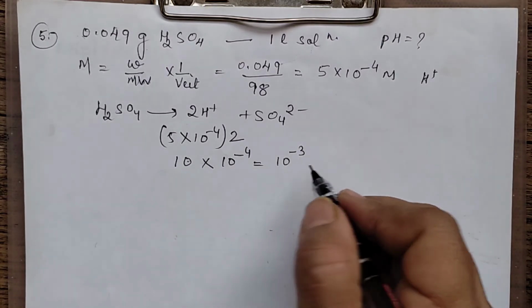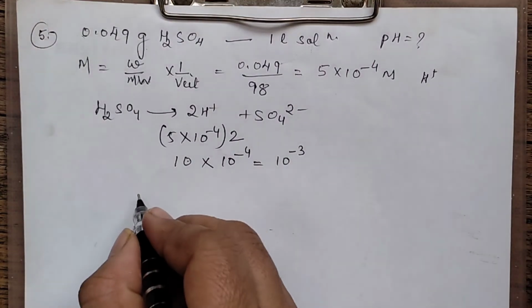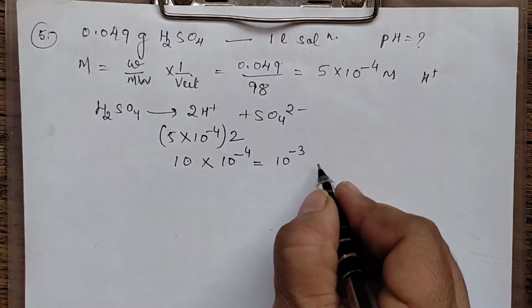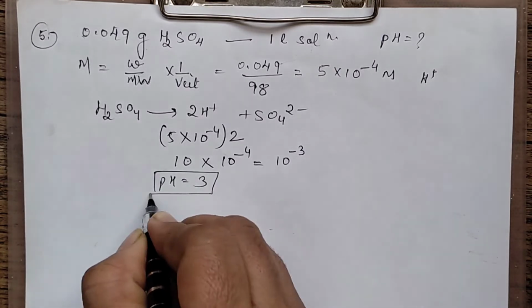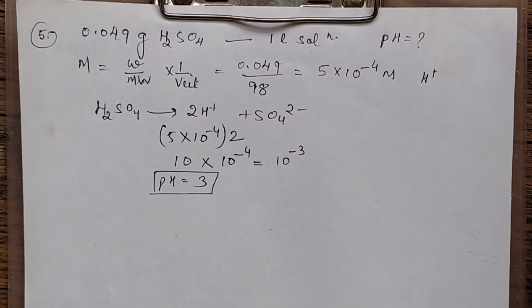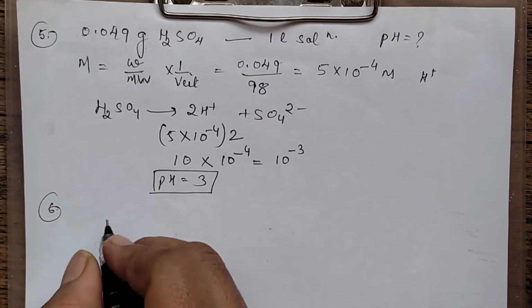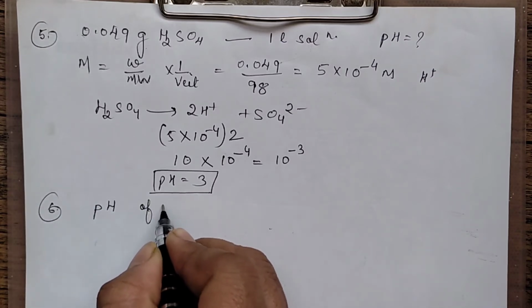So 10 to the power minus 3 means we know what is the pH. pH is equal to 3. Okay. So for this as such, if it is without any number in front, you can write down directly the pH will be equal to 3. It's the power of the hydrogen. Got it? Yeah, now let's take another type of questions where you are asked to calculate the pH of a mixture.